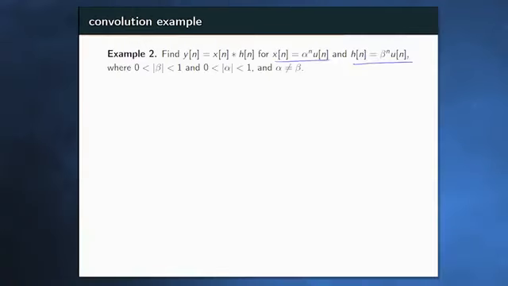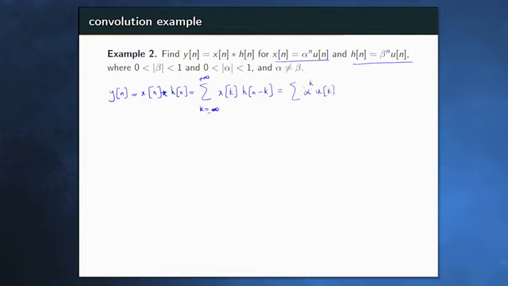So let's take a look. I'm going to write the equation of convolution: x of n convolved with h of n is equal to sigma x of k, h of n minus k, k from negative infinity to plus infinity. All right, so then I'm going to write this one as sigma. If I have x of n and I want to find x of k, I'm going to write alpha to the power of k u of k.